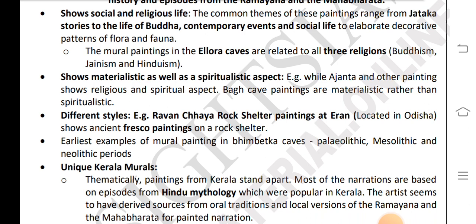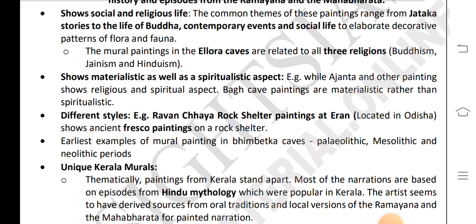The common themes of the paintings range from the Jataka stories to the life of the Buddha and contemporary events and social life, to elaborate decorative native patterns of flora and fauna.